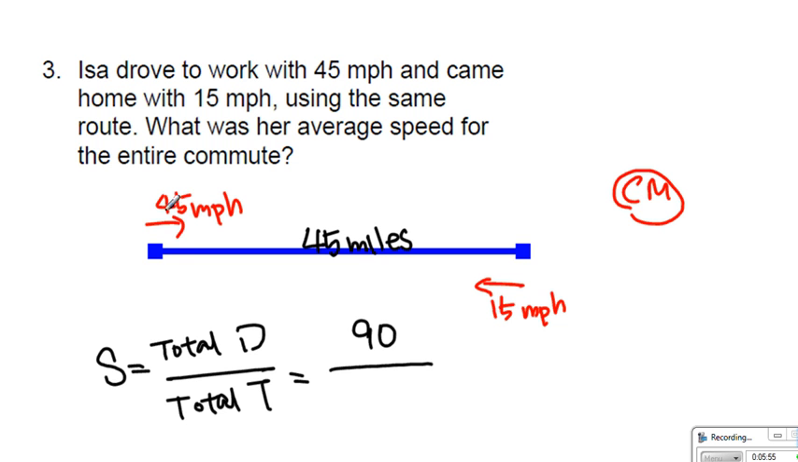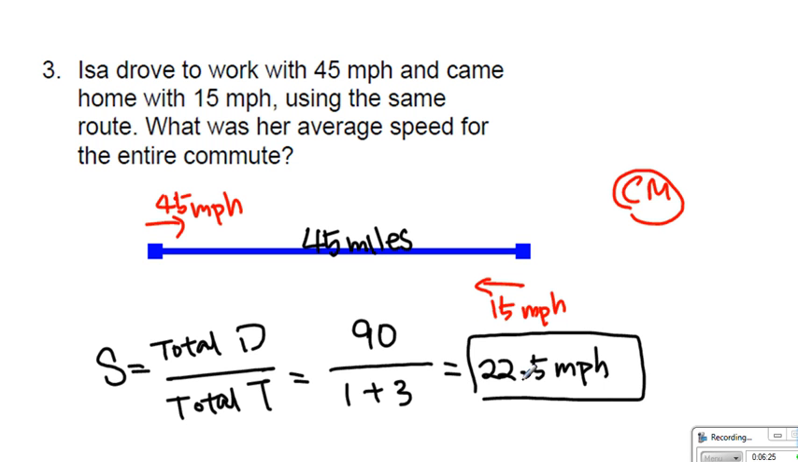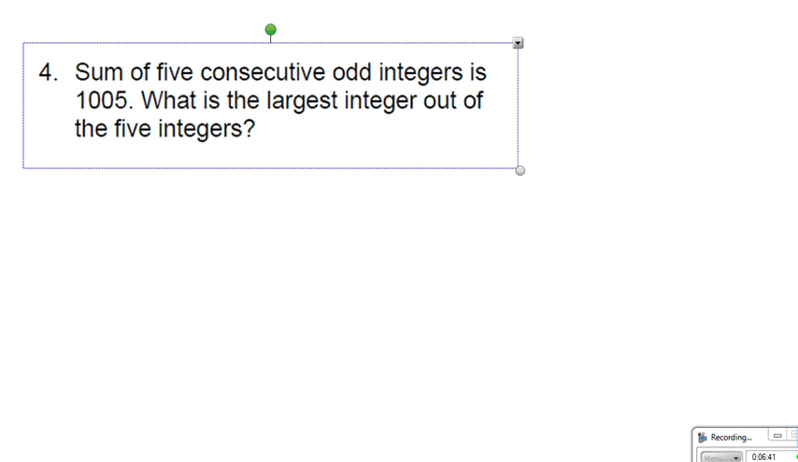Total time, since 45 miles with the 45 miles per hour, travel 45 miles, we're simply talking about 1 hour. Plus coming back, 15 miles per hour to travel 45 miles, we can easily state it's got to be 3. And what we end up getting is 90 divided by 4. We end up getting the speed to be 22.5 miles per hour. That becomes our final answer. Once again, the important key here was to come up with a number that fits 45 and 15 together nicely. In this case, it was 45, which is in fact a common multiple, or least common multiple for that matter. All right, let us move on.